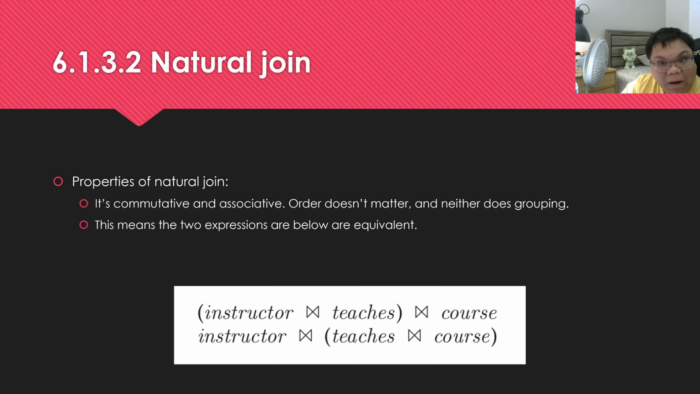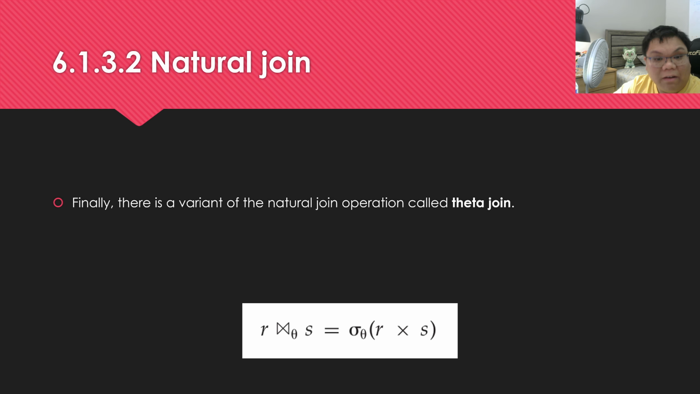A few properties of natural join: it's commutative and associative. Order doesn't matter, grouping does not matter. It also means that these two expressions are the same. There's also a variant of natural join called theta join. I'll leave it to you to look that up in the book.